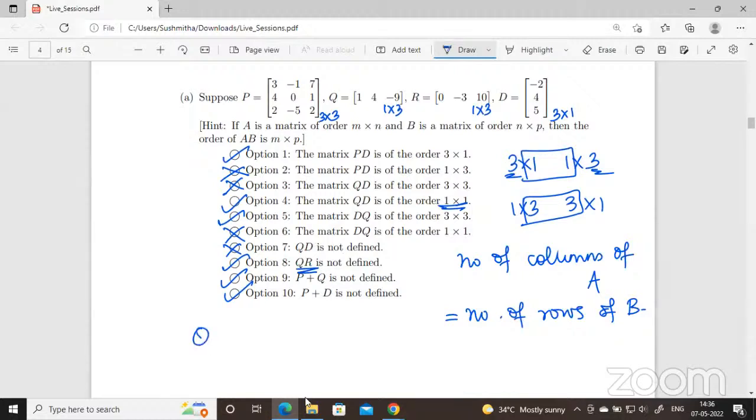So what is the order of QD? One by one. What is the order of DQ? 3 cross 3. Can these two matrices be equal? No, ma'am, because if they are equal, firstly they should be of the same order. So in general, matrix multiplication is not commutative, meaning you cannot multiply them in any order you want. That's clear, right?